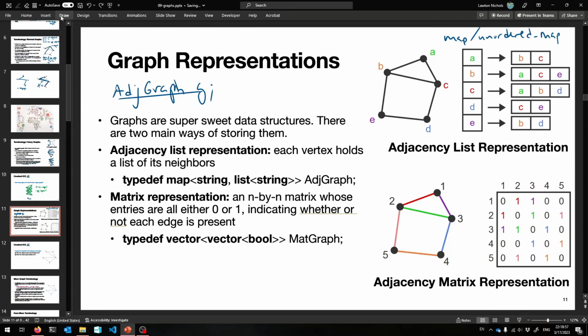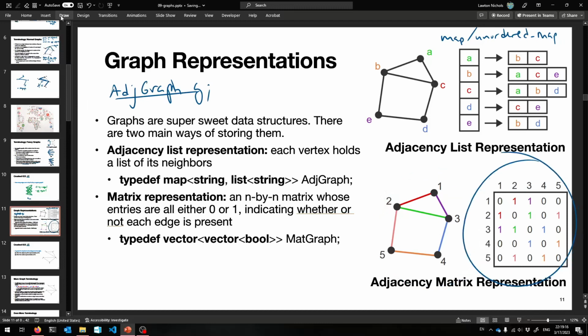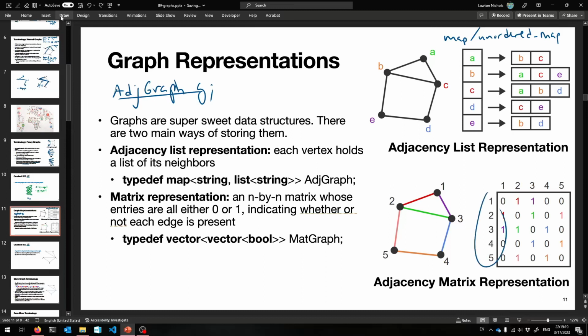Another way is called the matrix representation. You can store a graph with a matrix, assuming you have not really given names to your vertices, you've given them numbers. A matrix representation of a graph is an n by n matrix where you align all the numbers to each other, these are the rows, these are the columns, and you put a 1 if this row is adjacent to this column in the graph. Is 2 adjacent to 1? Yes, it is. There's an edge, so you put a 1.